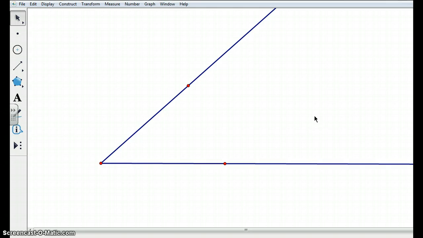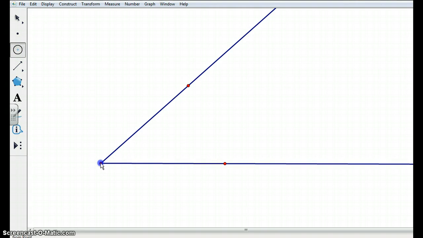Okay, so if you look on the screen right now, we have an angle. This works for any angle, whether it's acute, obtuse, whatever it may be. What you first want to do is construct an arc from the vertex, some arc that intersects the two sides of this angle. I'm going to create one.